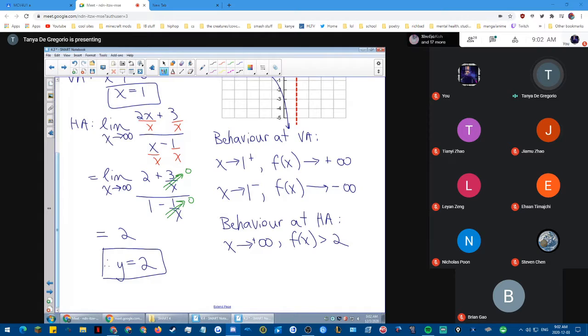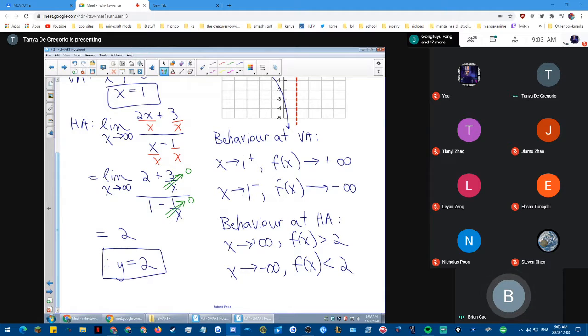And we can say f of x is above the horizontal asymptote. As x approaches negative infinity, well, we can see now that f of x is below. So it's approaching 2 from below. So f of x is less than 2. So if you are asked a question on the test and they ask for behavior, this is what we're looking for. Okay, vertical and horizontal. And what's happening to the left and to the right, above and below.